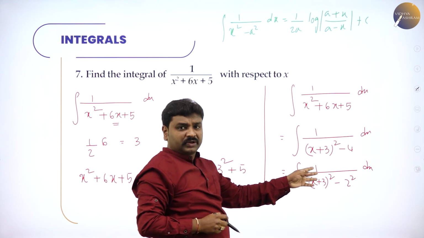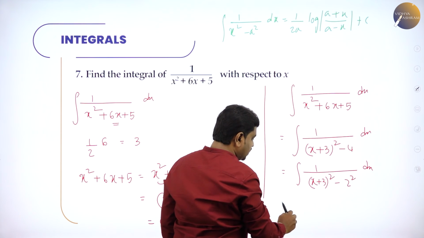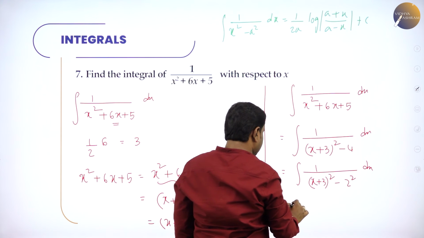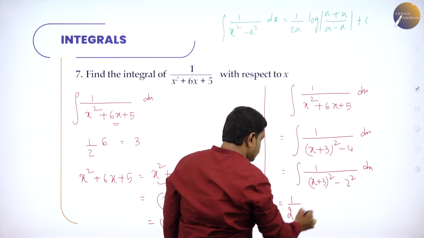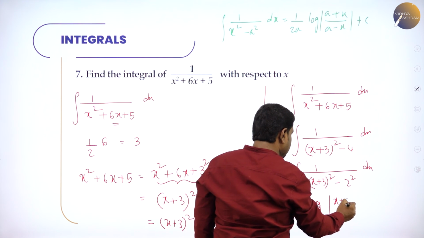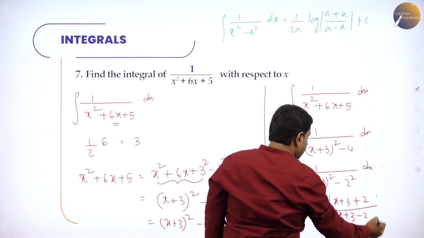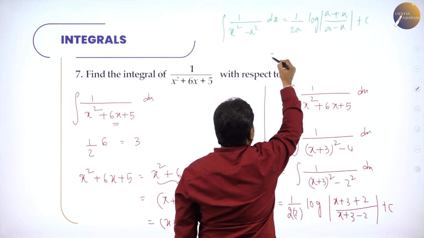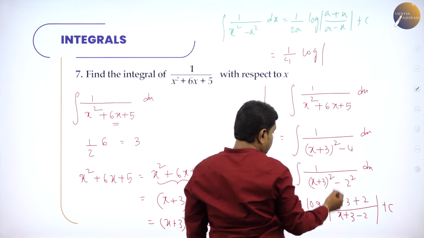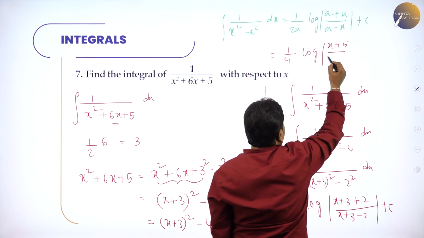So put t as x plus 3 and get dt. But directly, in this formula, replace a with 2 and x with x plus 3. Answer is 1 by 2a, where a is 2. Log of mod of, in the place of x we have x plus 3, plus a, 2, divided by x plus 3 minus 2, plus c. So final answer after simplification is 1 by 2 twos are 4, log of mod of x plus 5 divided by x plus 1, plus c.